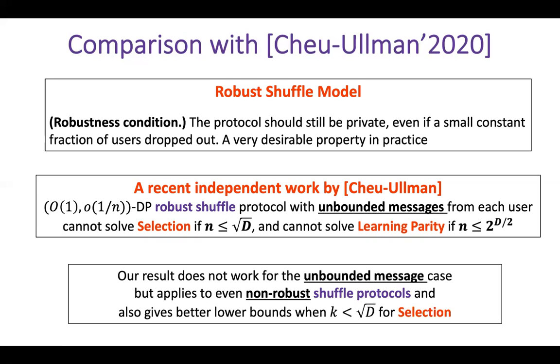The remarkable fact about their results is that they apply to the unbounded message case, whereas our results do not. On the other side, our results apply even to non-robust shuffle protocols, and also give better lower bounds for k at most root d for selection.